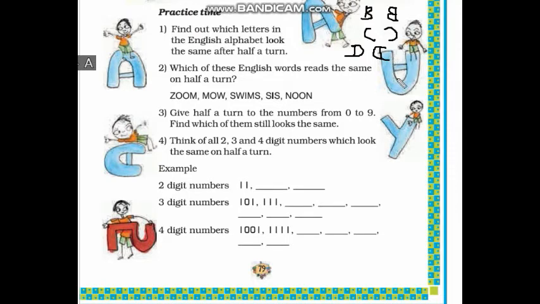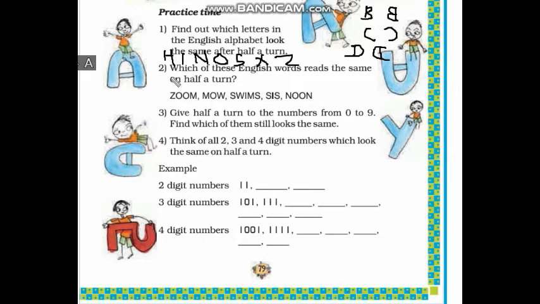E also. So children, which are the letters which will look the same after half a turn? These letters are H. H will look the same after half a turn. H, then I, then N, O, S, X and Z. So in the English alphabet, these letters look the same after half a turn.